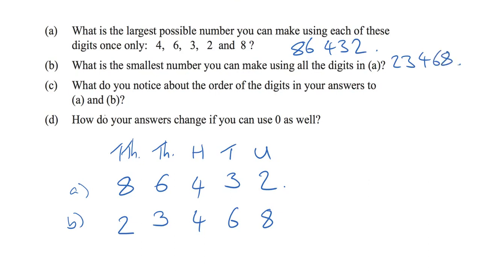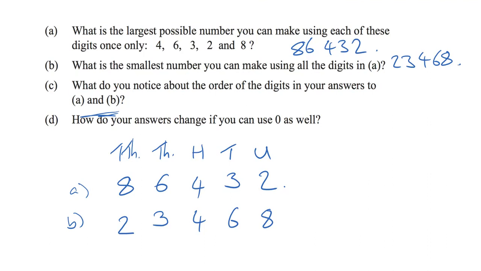What do we notice about the order of the digits in your answer? Well, of course, they're reversed, aren't they? In order to make the smallest, we're going to reverse the values that created the biggest. How do the answers change if we add a 0 as well?